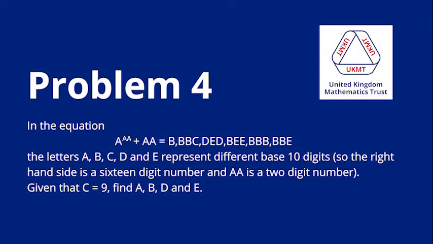Problem 4. In the equations shown on the screen, the letters A, B, C, D, and E represent different base 10 digits. So the right-hand side is a 16-digit number, and AA is a 2-digit number. Given that C equals 9, find A, B, D, and E.